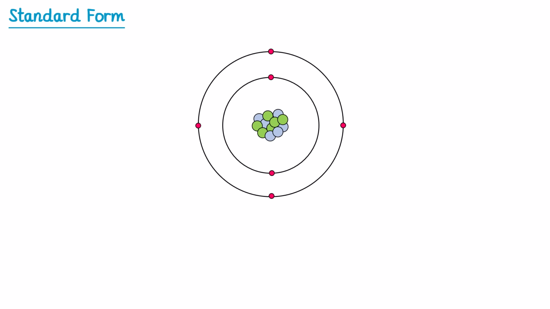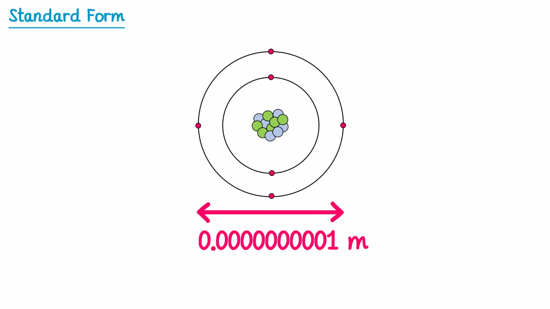There are some other numbers that we also need to be able to write in standard form. In science, you've probably learnt about atoms. Atoms are incredibly small. In fact, the width of an atom is roughly 0.0000000001 meters. Just like we use standard form to write very large numbers, we can also use standard form to write very small numbers. This one would be 1 multiplied by 10 to the power negative 10. When we have a negative power of 10 here, you could imagine that we're actually dividing it by 10 a total of 10 times. So it makes the number very, very small.